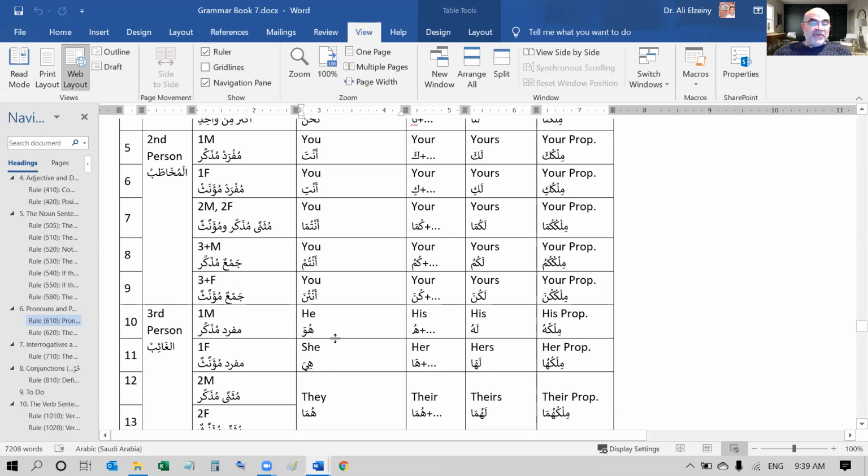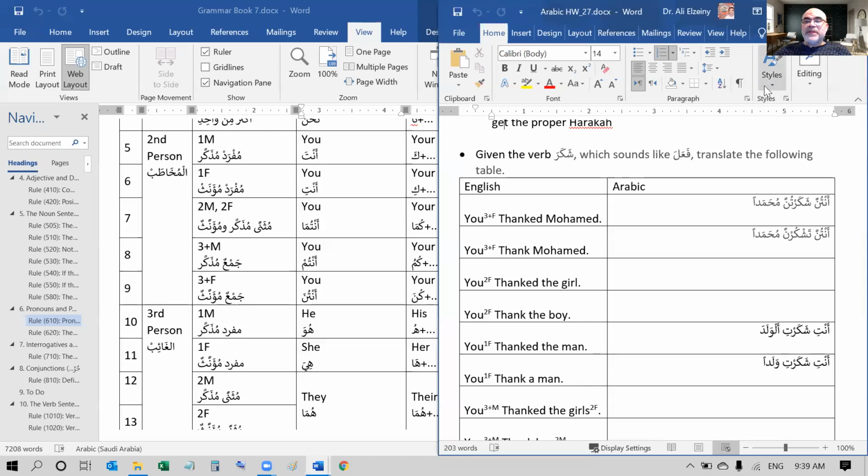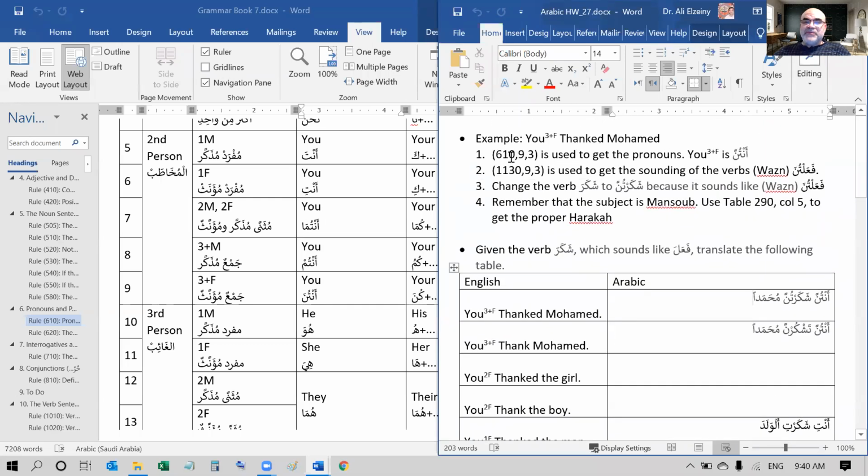And the procedure of the homework is also given. So let's do the homework. Basically, in the homework, I just ask you to translate these English phrases to Arabic. Then I give you an example of the procedure. Usually, just like we said, we use table 610 and table 1130, and we'll be using this example here to show you how you get it.